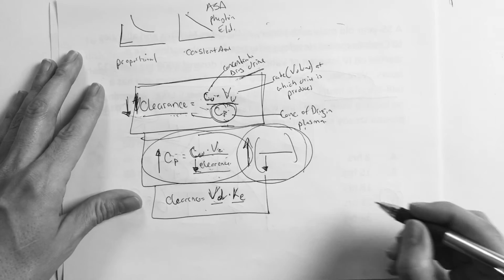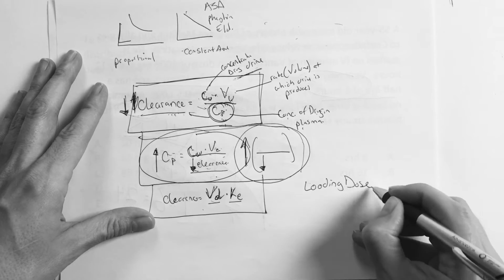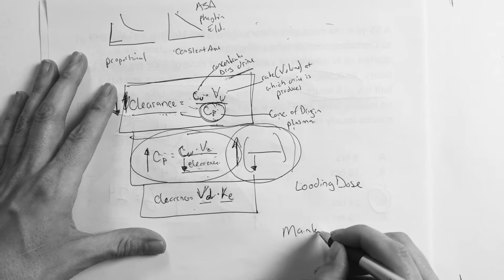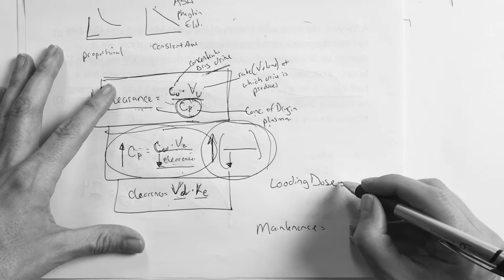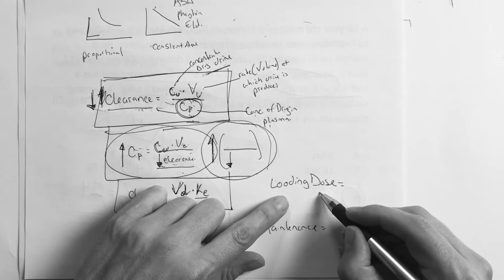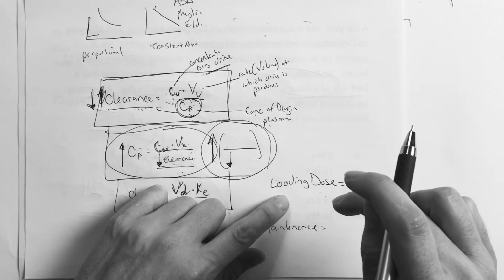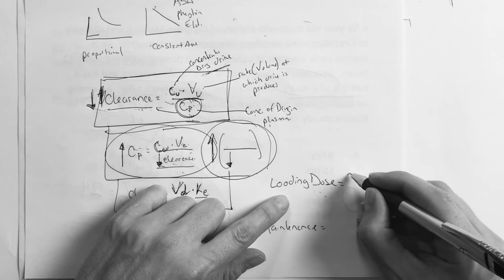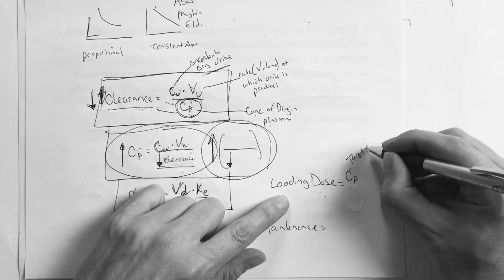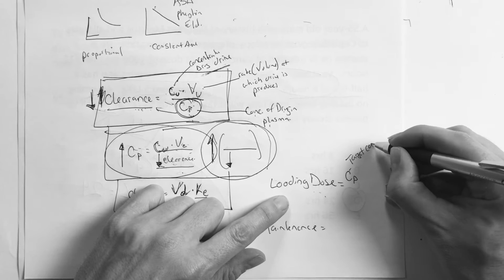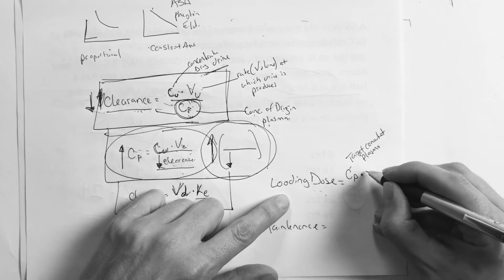Some stuff I do want you to work on: the two formulas I want you to know cold are loading dose and maintenance dose. You have to have those memorized. It's very real-world practical stuff. The loading dose is the dose required to achieve a specific plasma concentration with a single dose. That's reliant upon CP, which is the target concentration of the drug in the plasma. That's what we're looking for, times volume of distribution.